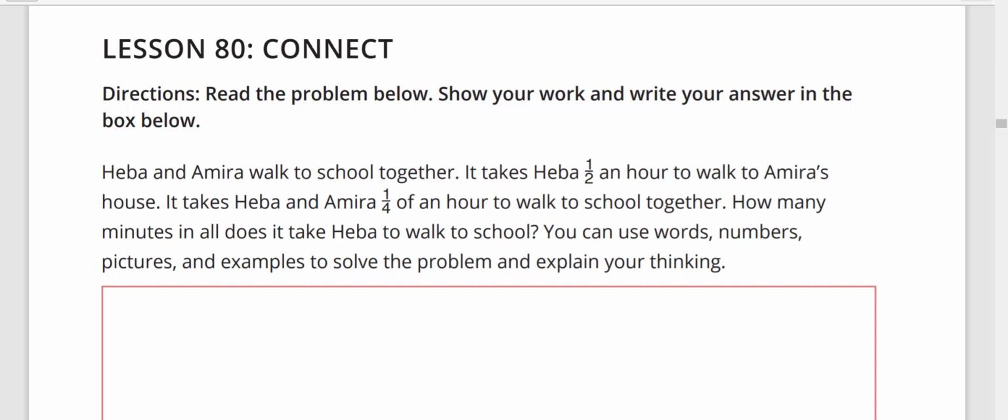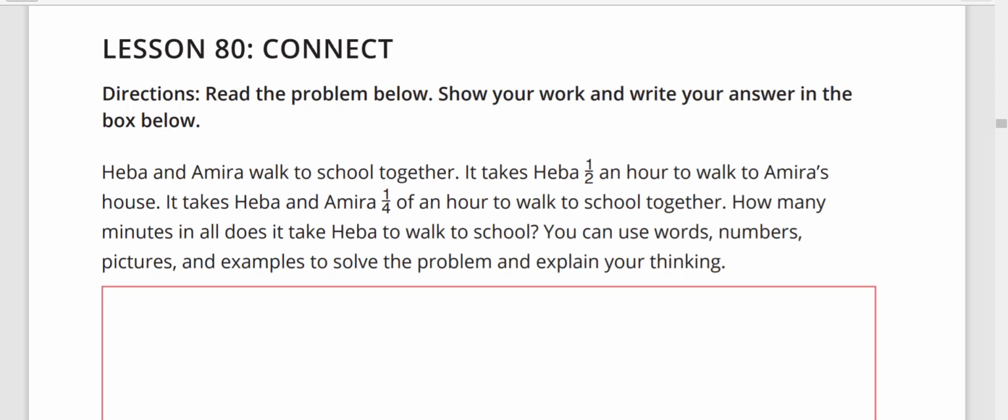Hello, my dear students. Our lesson today is lesson 18. Our learning goal today is to use fractions to solve real life kinds of problems. Open your book, page number 71.